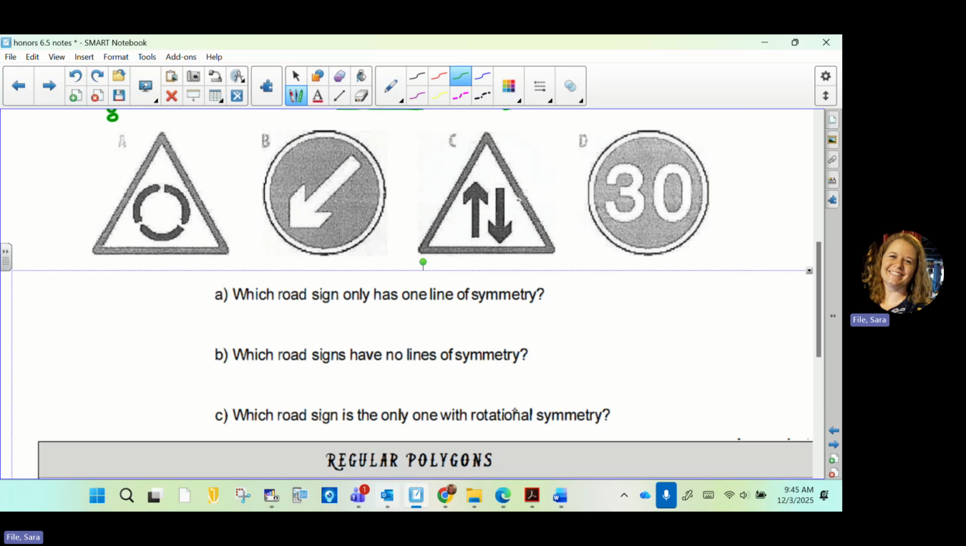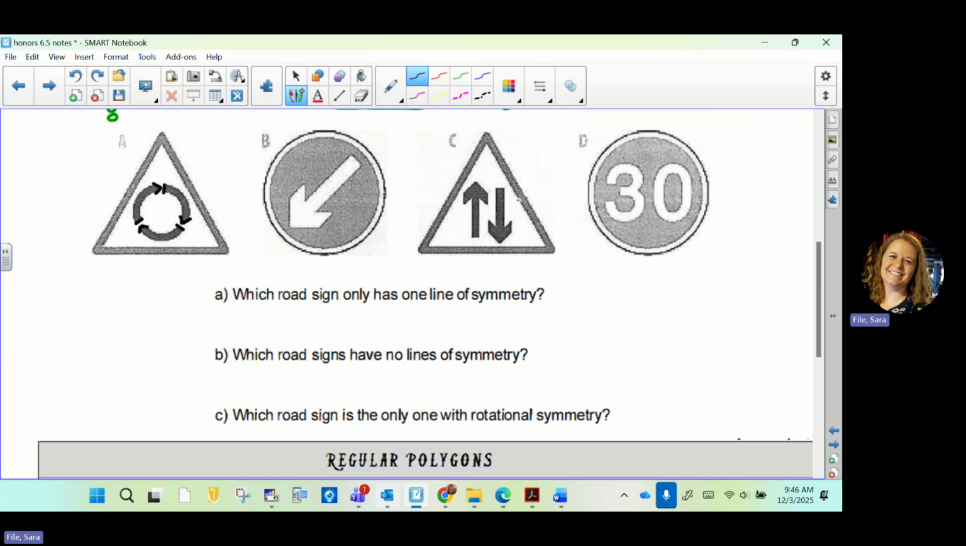Which road sign has only one line of symmetry? Does A have any line of symmetry? I think those are supposed to be arrows on the ends of those. I guess the print is kind of hard. See how this side has an arrow and this side's flat on these? That's flat. That's arrow shaped. That's arrow shaped. That's flat. So because of that, this doesn't have reflectional symmetry, does it?